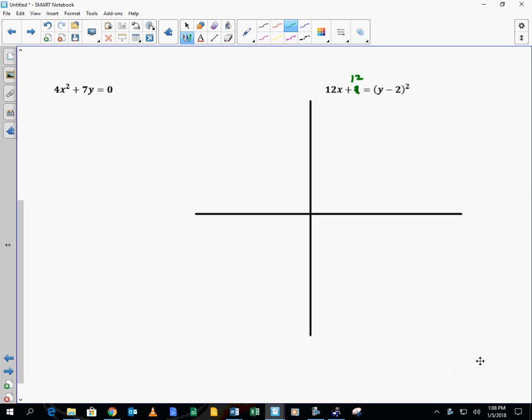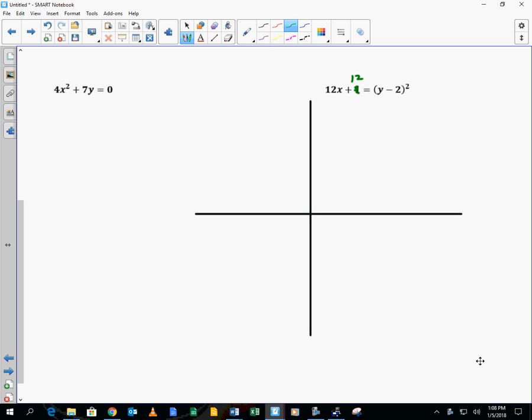Okay, here we go. We have a parabola here. We're going to do this one first. Get rid of the 1, make it a 12. I wrote a bad problem. We're going to go with 12x plus 12 is equal to y minus 2 quantity squared. We're going to pick up from yesterday.